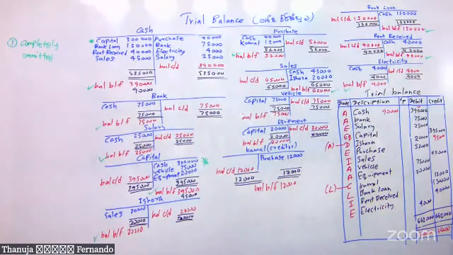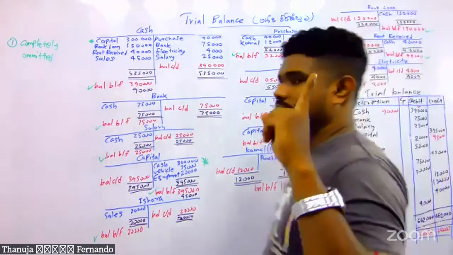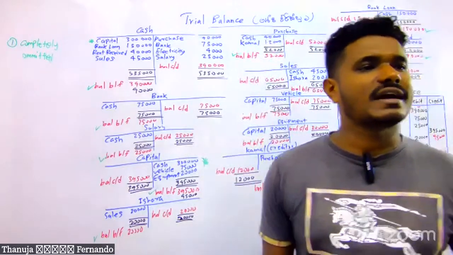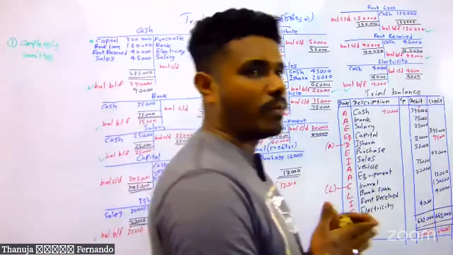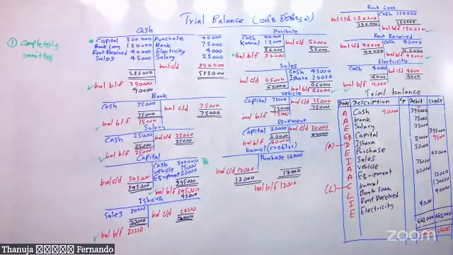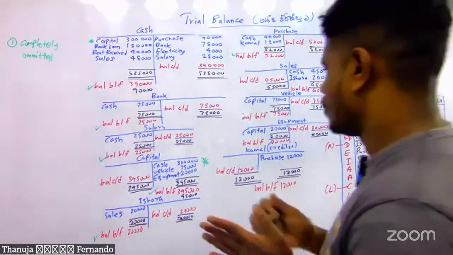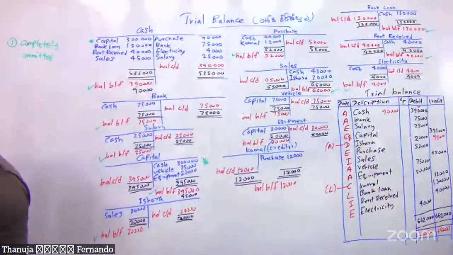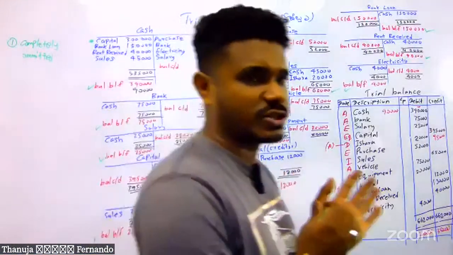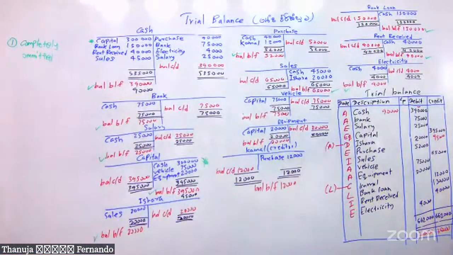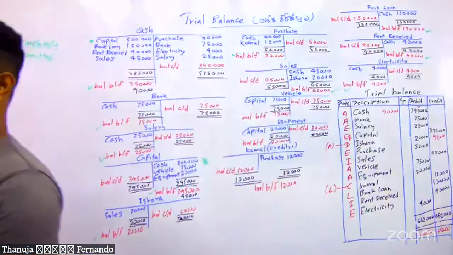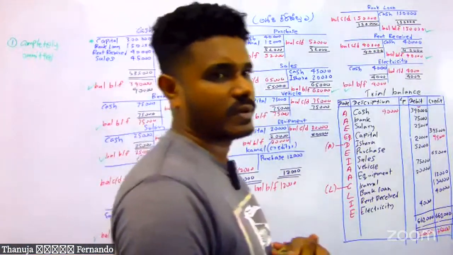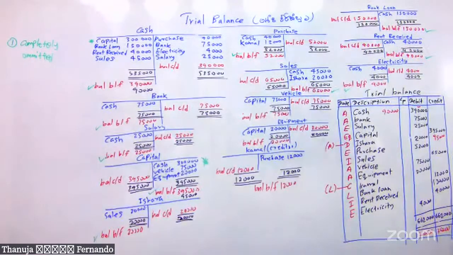First one, write: a complete omission of a transaction from the books. Below that, write an example.